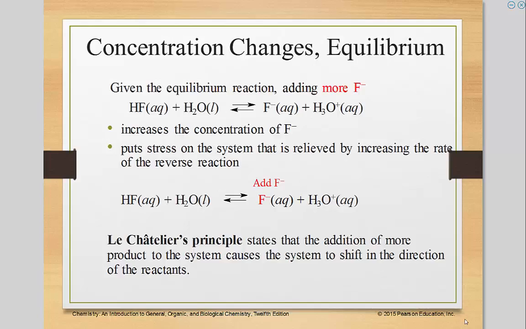Think of it as a scale tipping from the left to the right. If you add more to the left, it's going to tip it to the right. If you add more to the right, it's going to tip it to the left. So with more F minus being added here, it's going to drive it to the left, so it's going to make the reverse reaction more dominant until it hits equilibrium.